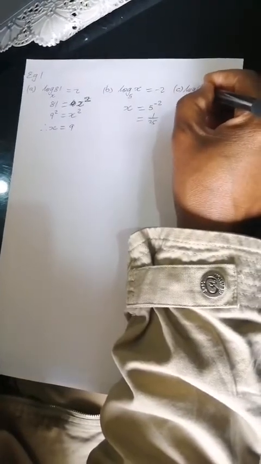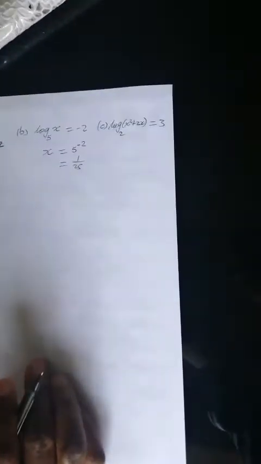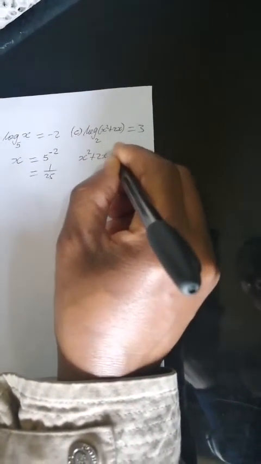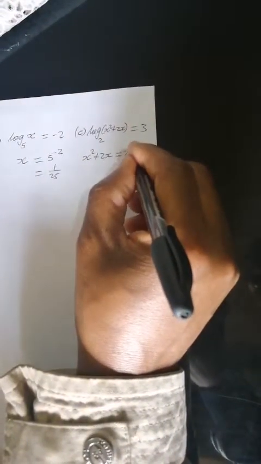Part C, we are required to again solve for x. We have log of x squared plus 2x in base 2 is actually equal to 3. Again, to write this in exponential form, we take down the x squared plus 2x is equal to 2 to the power what? To the power of 3. The base is given that power.